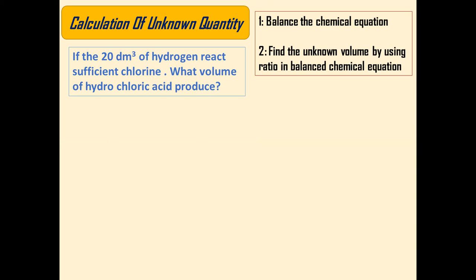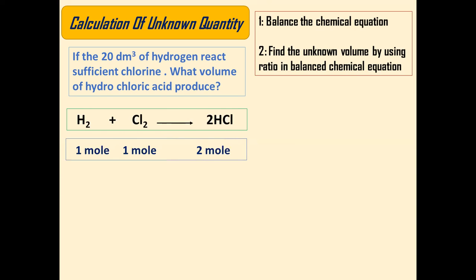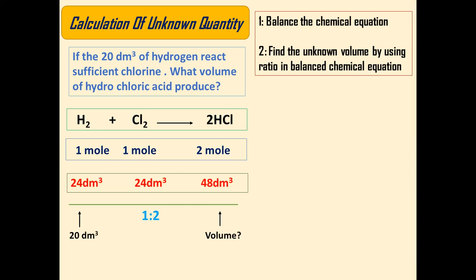First we need the balanced chemical equation. Then we find the unknown volume by using the molar ratio or the volume ratio in the balanced chemical equation. For example, hydrogen reacts with chlorine and produces hydrochloric acid. Now, this is our balanced chemical equation. In it, 1 mole of the reactant hydrogen produces 2 moles of hydrochloric acid by reaction with chlorine. So the molar ratio here is 1:2. So 1 mole of hydrogen produces 2 moles of hydrochloric acid.